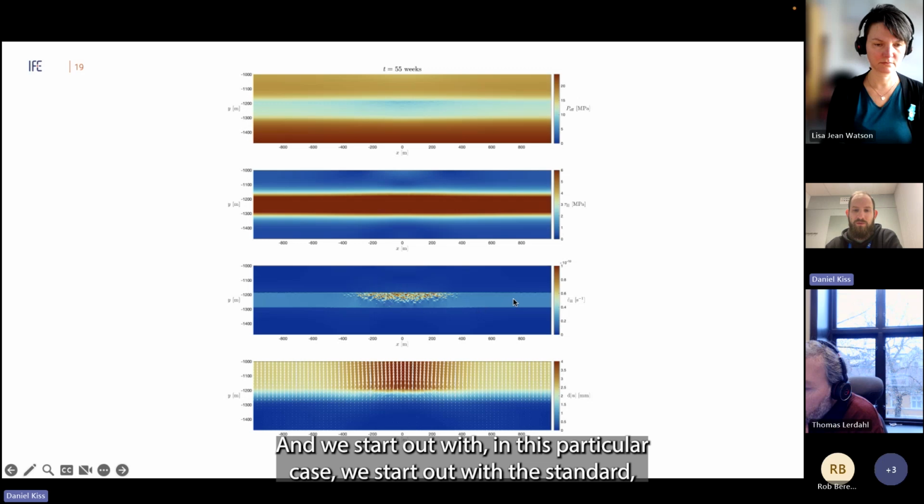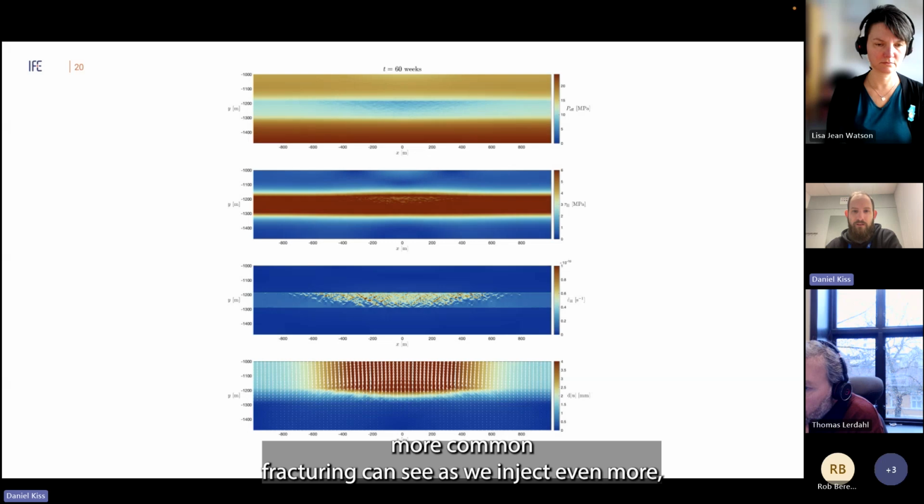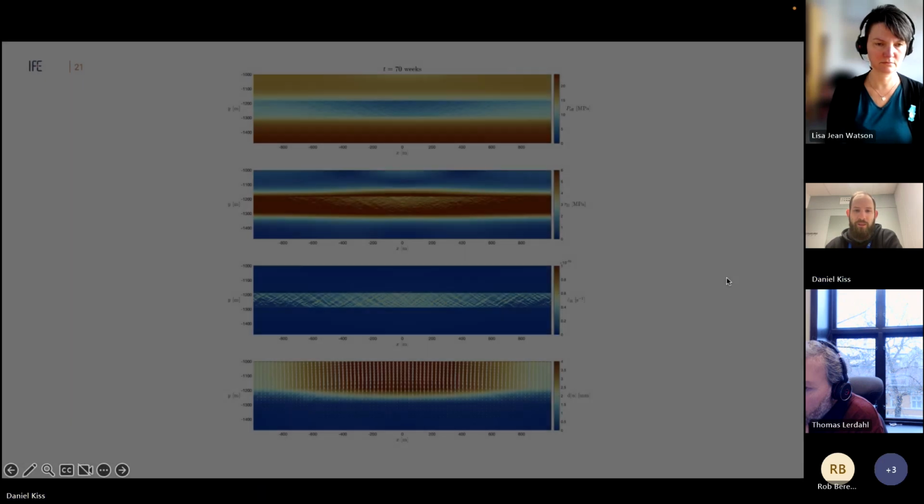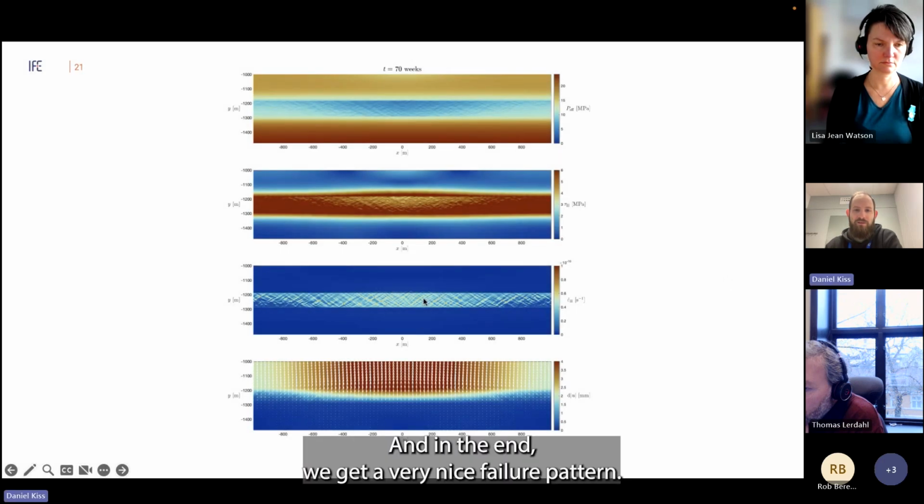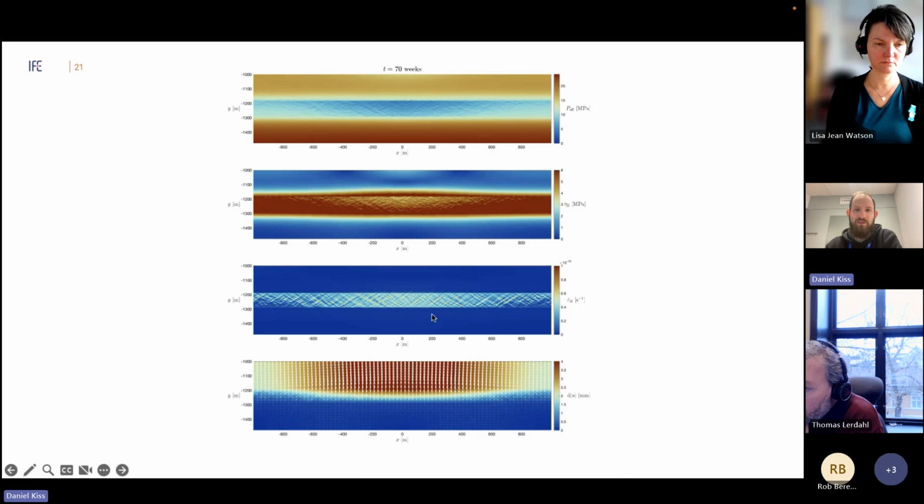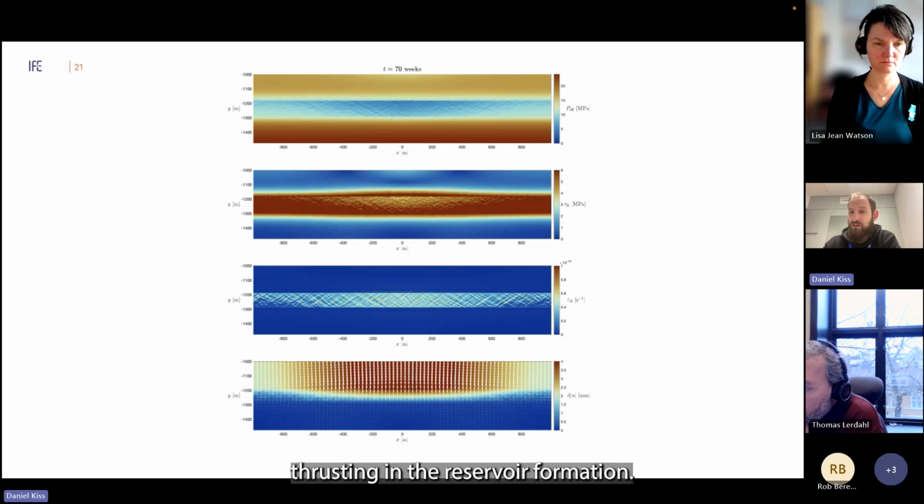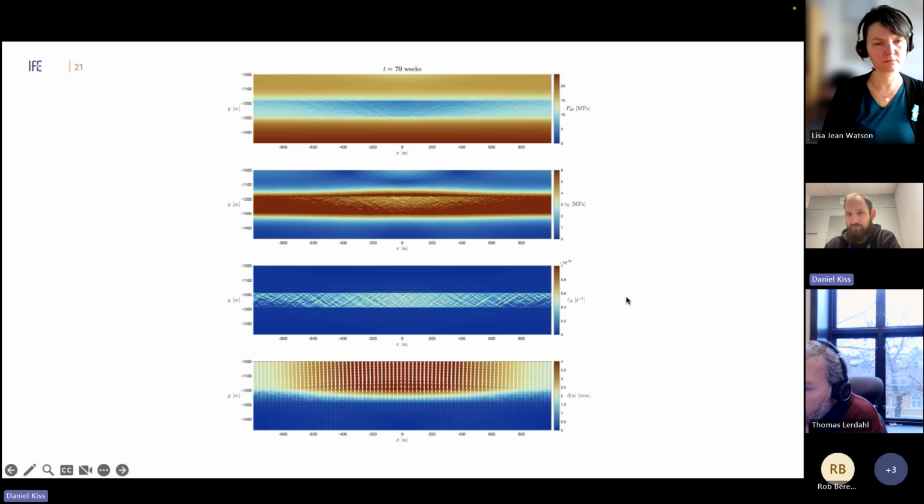We start out, in this particular case, with the standard Mohr-Coulomb fracturing. You can see as we inject even more, we get a larger yielding domain. And in the end, we get a very nice failure pattern. So in this case, this would be equivalent to having a thrusting in the reservoir formation.